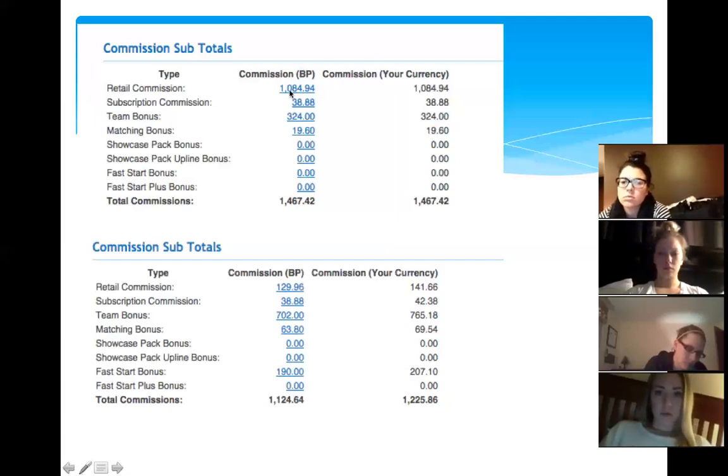So that's why my commission's so high, and then my team bonus is in the hundreds. So basically I made all my money from selling stuff, and we all know sometimes that's not the easiest thing. That's not my goal, to go out there and sell as much as I can. I want to help as many people as I can. But essentially I want to grow my income by helping other coaches help people too.